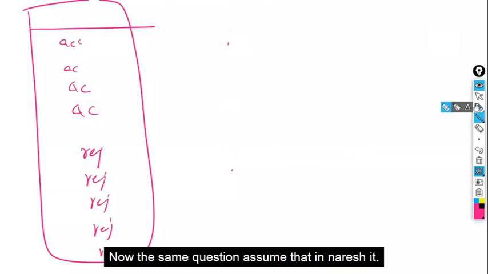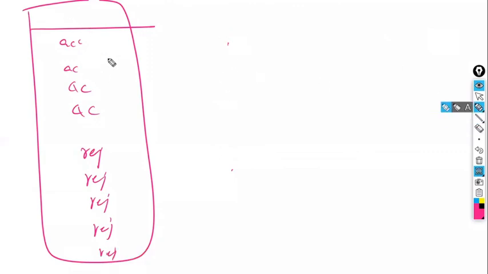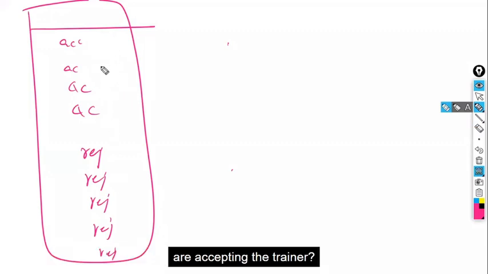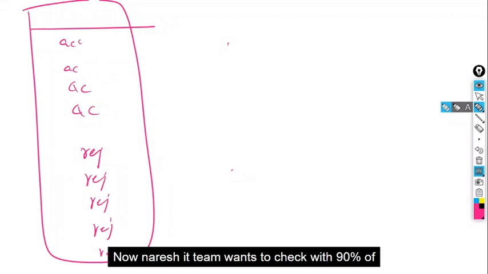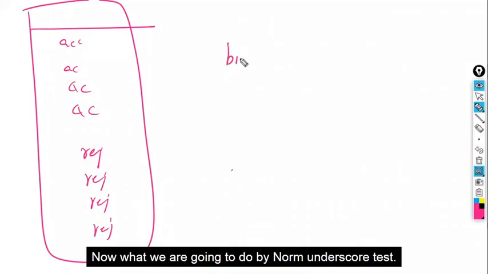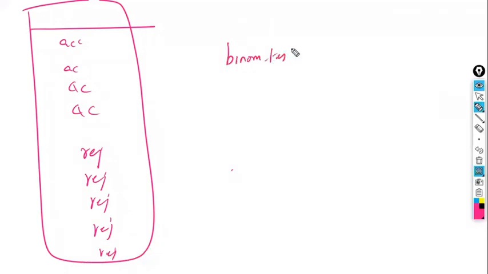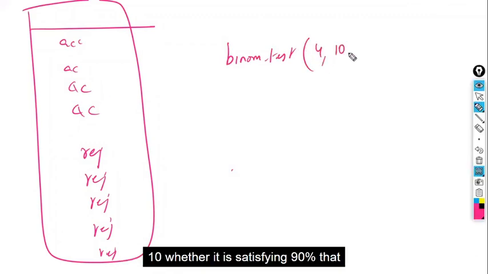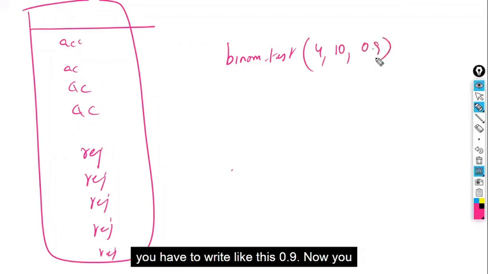Now the same question, assume that in Naresh IT, there are 10 students, out of which 4 students are accepting the trainer and 6 students are rejecting the trainer. Now the Naresh IT team wants to check whether 90% of the people are accepting or not. What are we going to do? Binom underscore test. How many people are accepting? 4 out of 10. Whether it is satisfying 90%, you write it like this, 0.9.